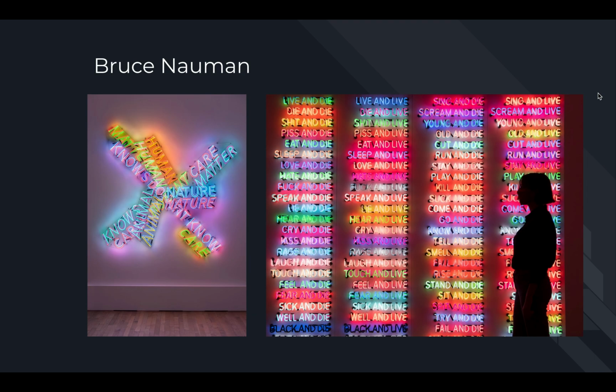Another artist using text, but using text with neon, is Bruce Nauman. He does a lot of really interesting pieces using text in multiple ways. In the piece on the left, he's layering text. And in the piece on the right, he's using different combos of words just to make you sit and question your relationship with the world and the body. So I thought he would be a really great example to show.